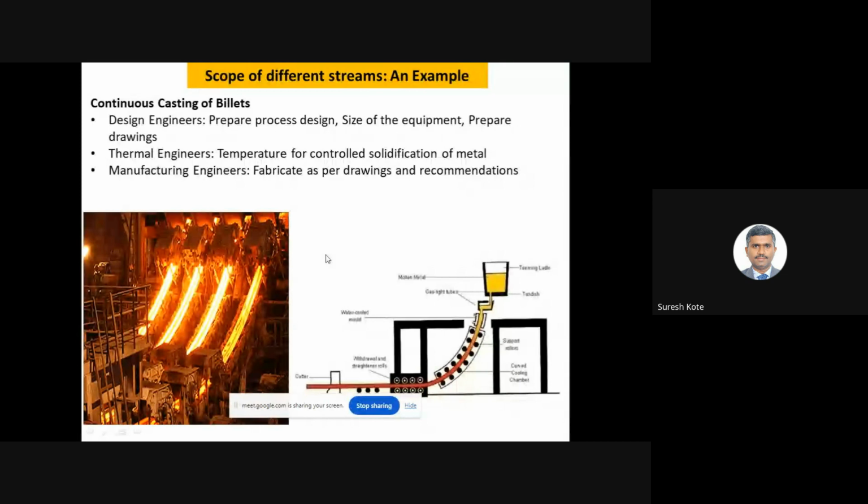Here there's a lot to do, again, for design engineers. They design all these structures and rollers. You can see there are so many mechanisms, gearboxes, rollers. All these things are designed by the design engineers. Thermal engineers have a lot of scope here. They need to find out the level of water to be supplied so that the metal remains in the solid state with some temperature. Again, manufacturing engineers fabricate as per the drawings and recommendations prepared by the design engineers.